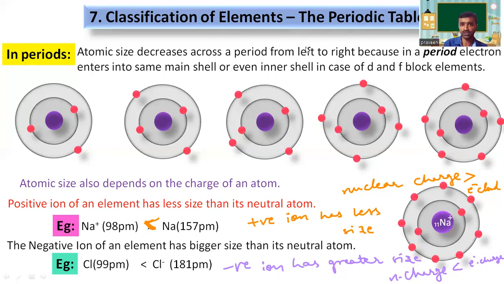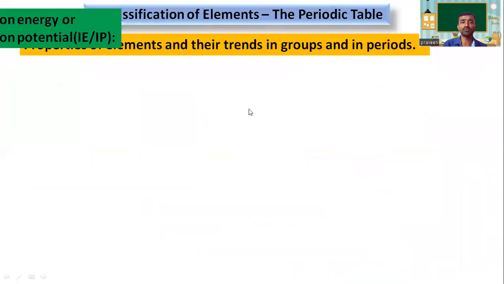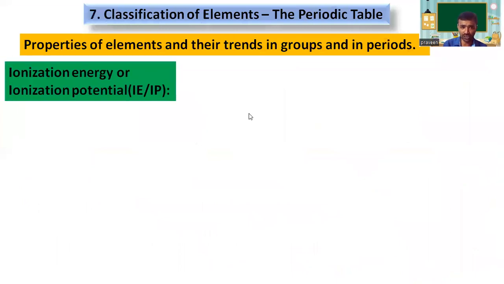Then we are going to discuss another characteristic property, that is ionization energy or ionization potential. What is ionization? Making the atom a charged body. So how do you make it, by removing the electron or by adding the electron? Removing the electron makes it positive charge. Adding the electron makes negative charge.